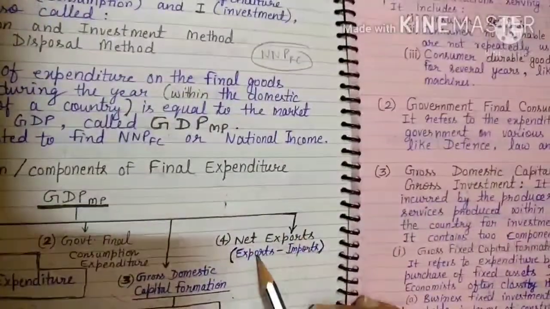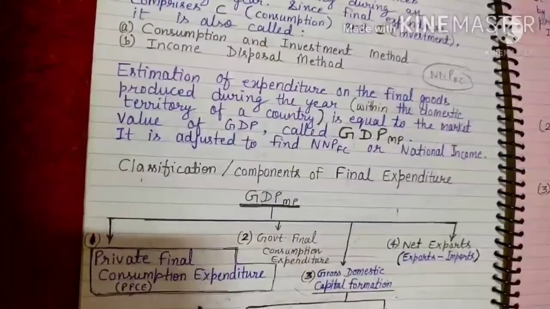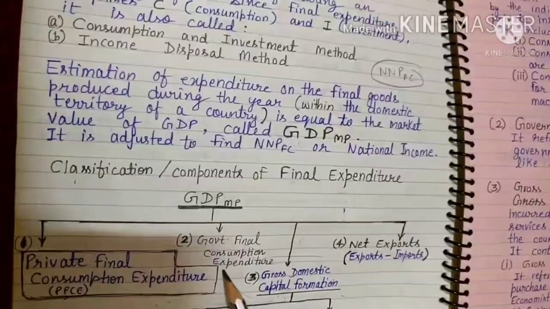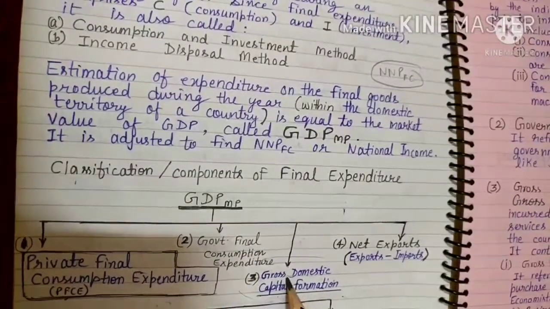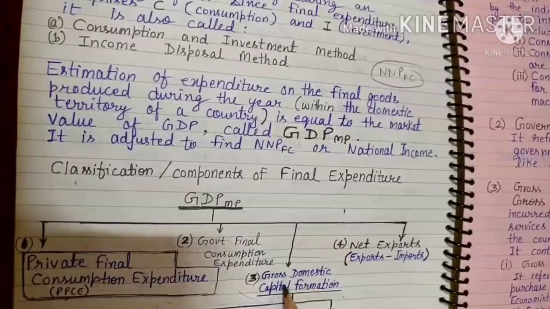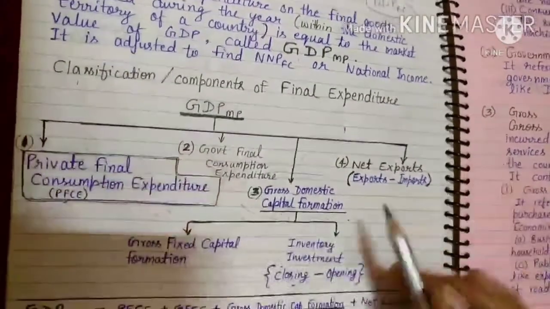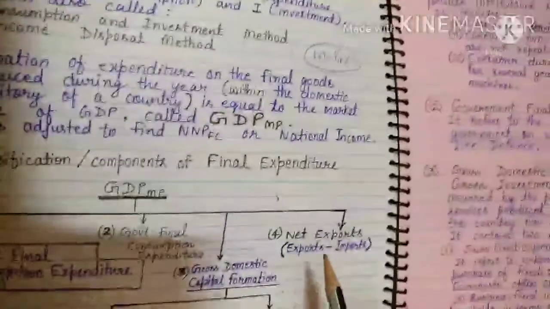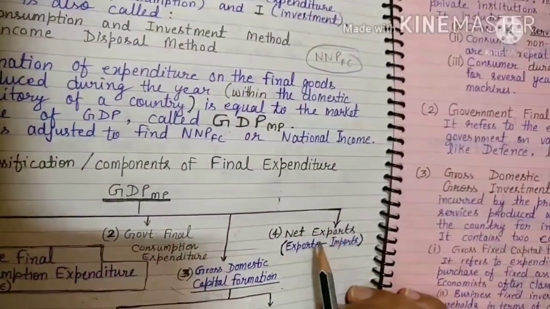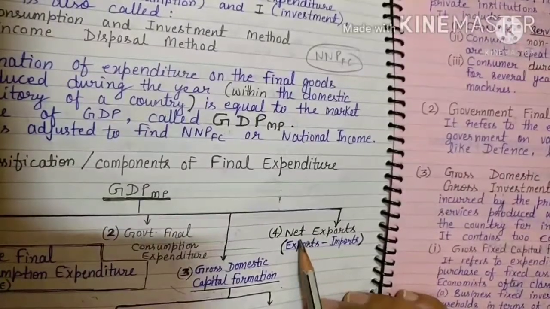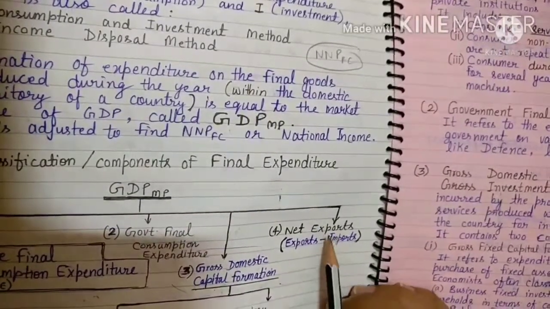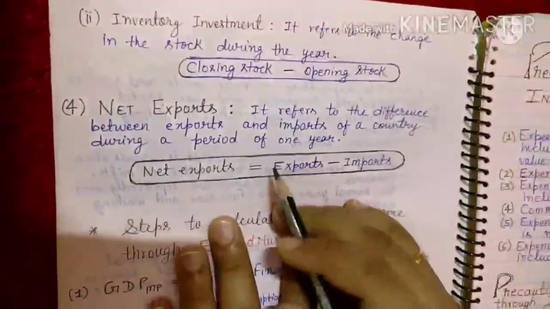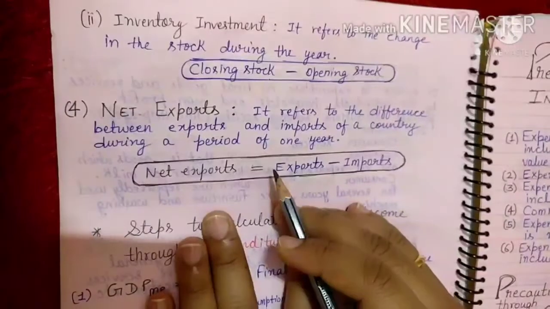Then last is coming, net export. We have learned about first PFCE, private final consumption expenditure. Then we have learned about GFCE, which means government final consumption expenditure. Then we have learned about GDCF, gross domestic capital formation, which is further divided into two parts, gross fixed capital formation and then inventory investment. And last is net export. As the word net is coming with this, net export means export minus import. Now you all know what export is. Export means when we are selling goods outside.